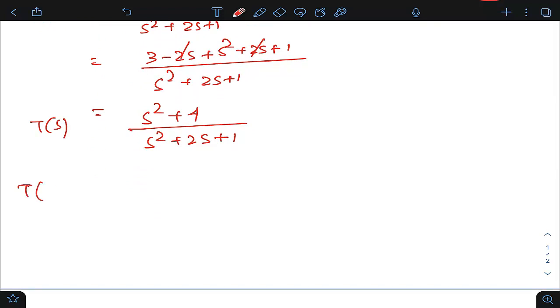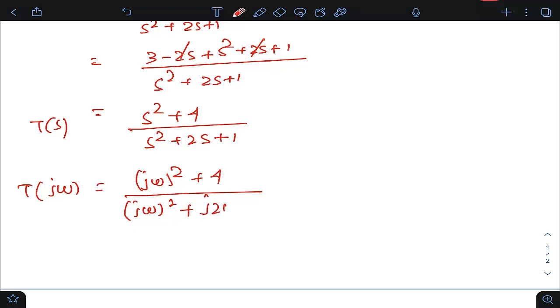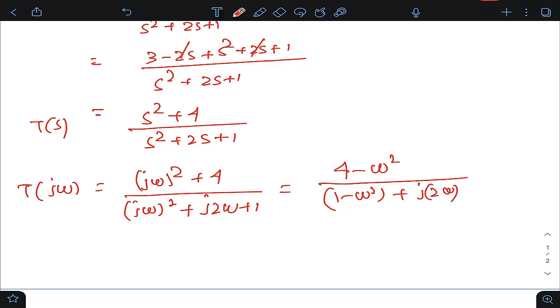If you write this in the omega form, you replace S by j omega. You get j omega whole square plus 4 divided by j omega whole square plus j2 omega plus 1. So this happens to be 4 minus omega square divided by 1 minus omega square plus j of 2 omega. So this is what the transfer function is.